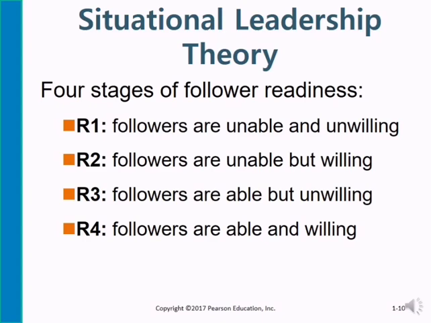And R3 refers to the followers who are able but unwilling, probably because they don't have enough confidence or they just don't want to do the job. And at R4, we have followers who are able and willing to do the job. So R4 can be regarded as the best stage in terms of the follower's readiness.